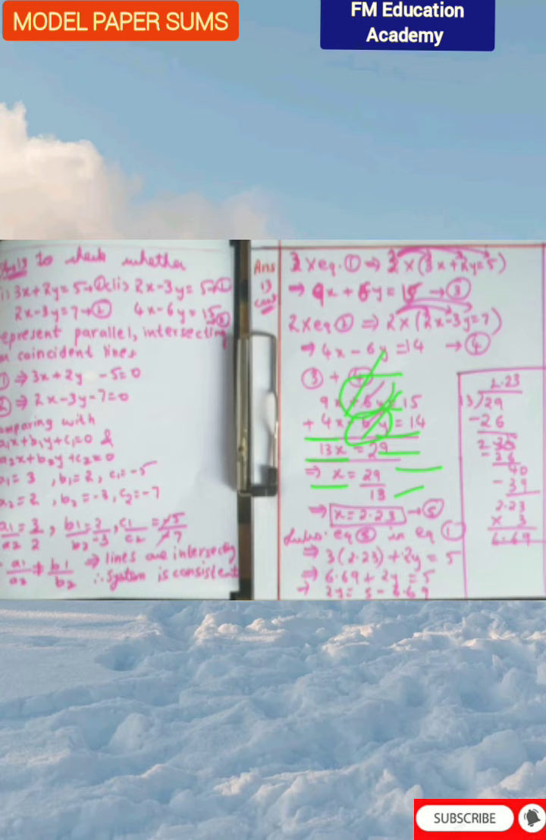So just divide 29 by 13. 13 2s are 26. 29 minus 26 is 3, 0. 13 2s are 26. 30 minus 26 is 4. Put a point, bring down 0. 13 3s are 39. And 40 minus 39 will be again 1. So we got x is equals to 2.23.